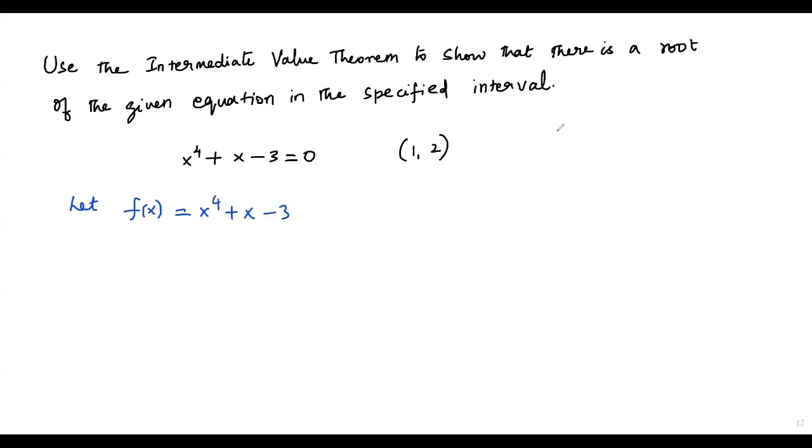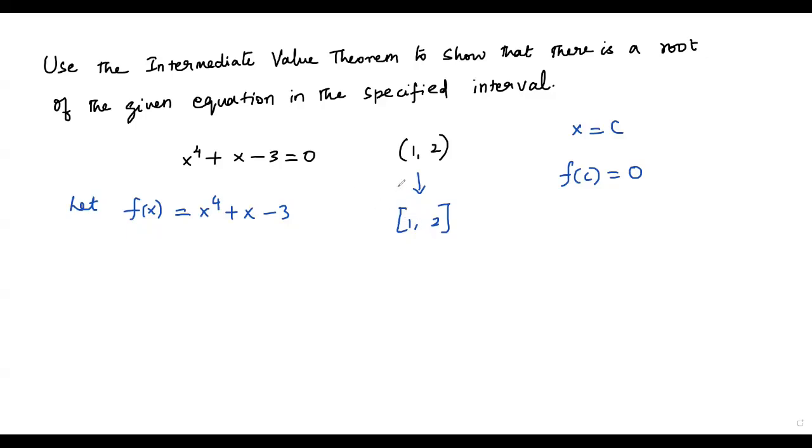Now let me assume there is a root x equals c for the given equation. Since x equals c is one of the roots, if I plug x equals c into the function, then f of c must equal 0. Also, here we have an open interval. When I want to check whether the intermediate value theorem applies, I have to write the given open interval as a closed interval, that is [1, 2]. So we can include the two values 1 and 2 for x, and also all the values between 1 and 2.